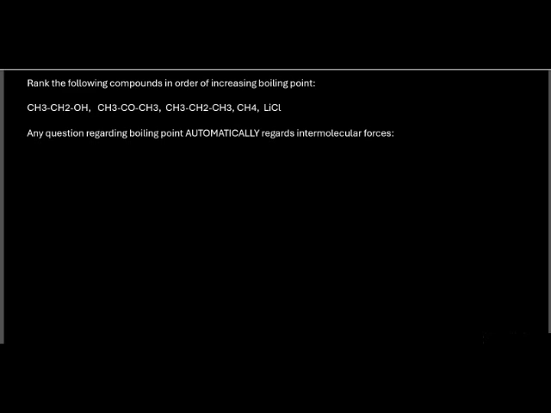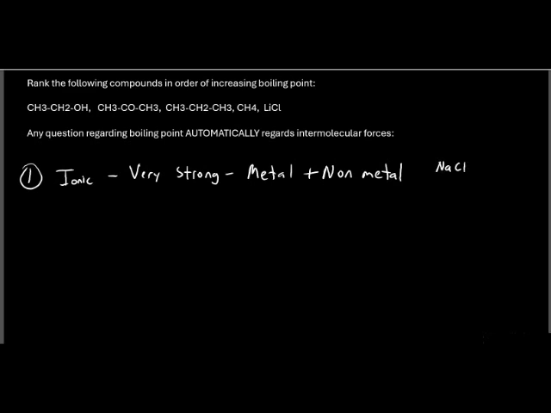The first intermolecular force I'll cover is the ionic force. Now, ionic force is very strong and occurs in compounds with both metals and nonmetals in them. So any compound such as sodium chloride, or table salt: sodium would be our metal, and chlorine would be our nonmetal.